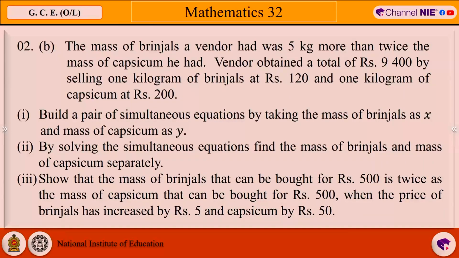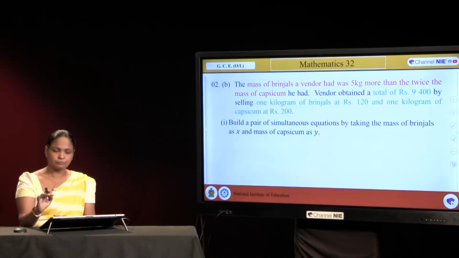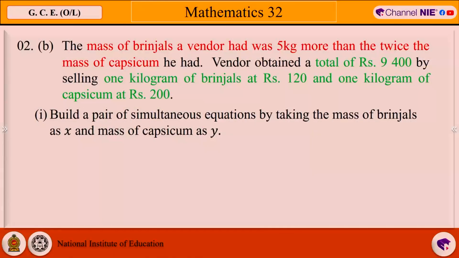In the third part, show that the mass of brinjals that can be bought for 500 rupees is twice the mass of capsicum that can be bought for 500 rupees when the price of brinjals has increased by 5 rupees and capsicum by 50 rupees. Okay, this question is again under algebra. We will see how to solve this. The important thing here is you have to build up a connection between the mass of brinjals and the mass of capsicum and their prices. We will see how to do that.